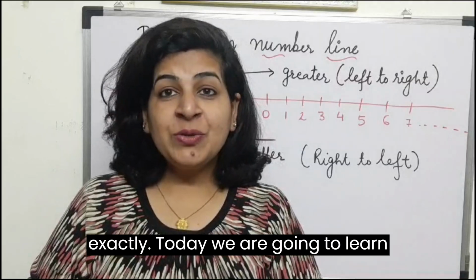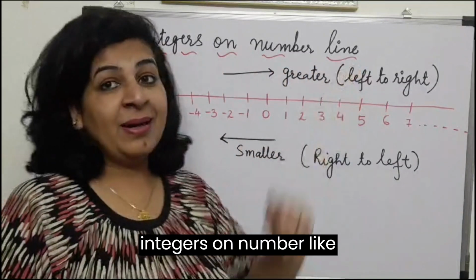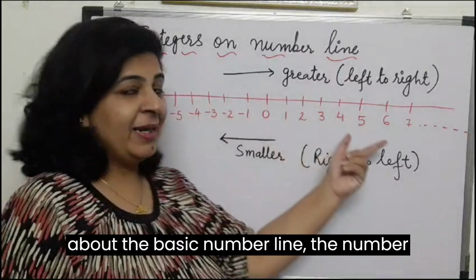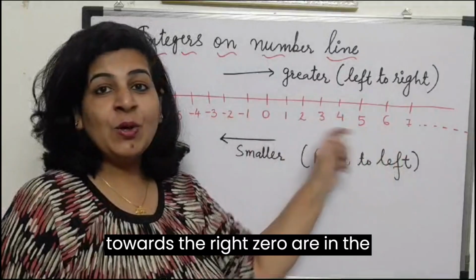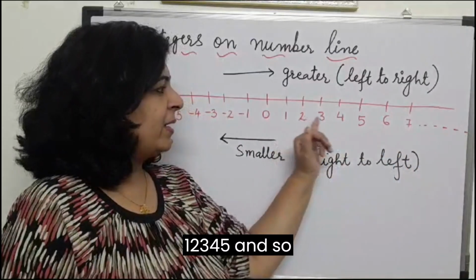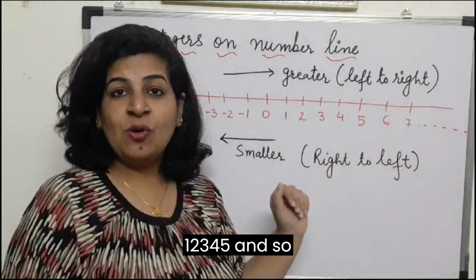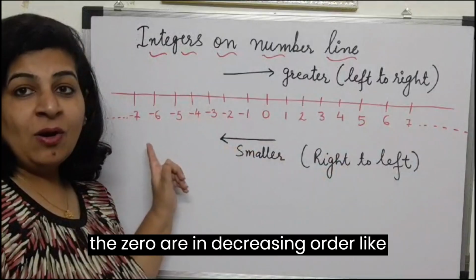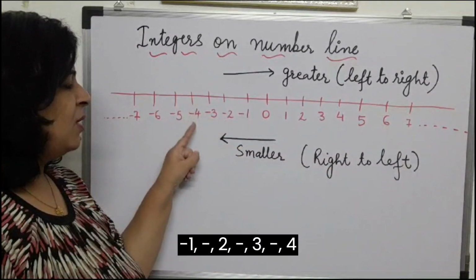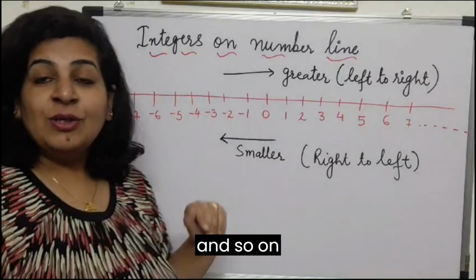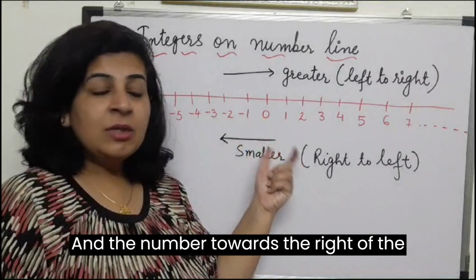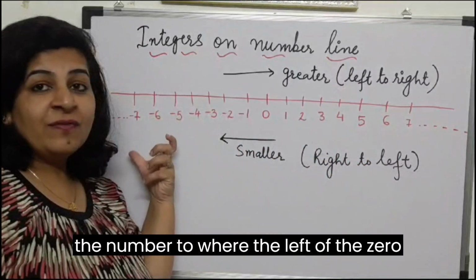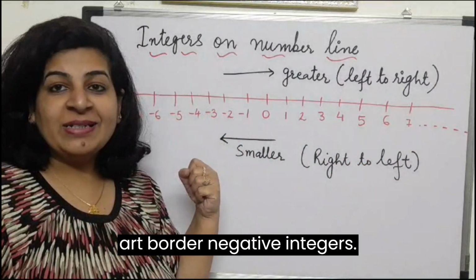Today we are going to learn integers on the number line. As in the lower classes, we already know about the basic number line. The numbers towards the right of the 0 are in increasing order like 1, 2, 3, 4, 5 and so on. But the numbers on the left of the 0 are in decreasing order like minus 1, minus 2, minus 3, minus 4 and so on. The numbers toward the right of the 0 are called the positive integers and the numbers toward the left of the 0 are called the negative integers.